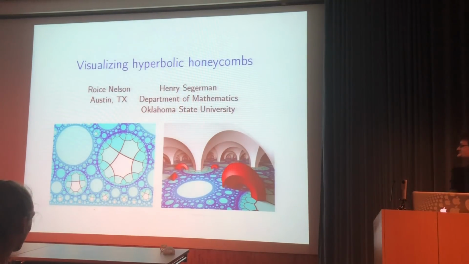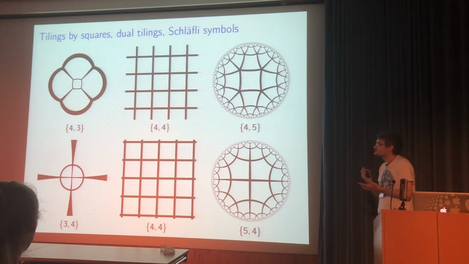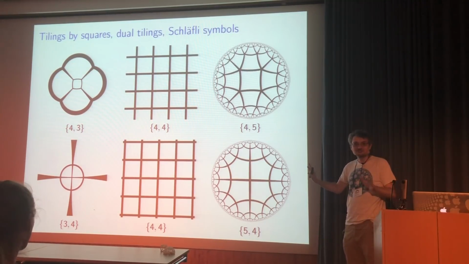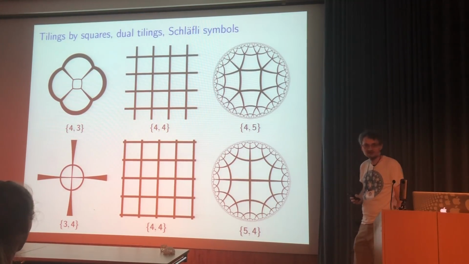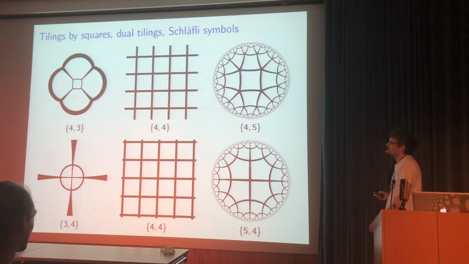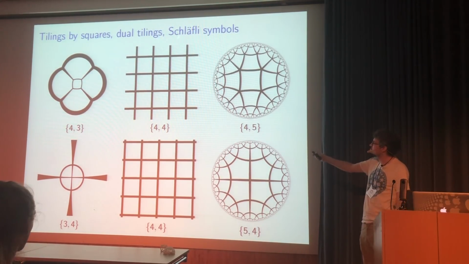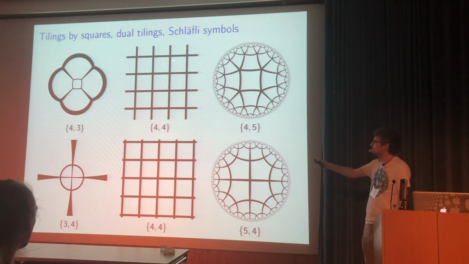So let's get started. First of all, let's start in 2 dimensions, because we're going to be going very soon to 3 dimensions with some very nice tilings. So let's start with this one here, the tiling of the plane by squares. What I'm really introducing here is these things called Schlafly symbols. So this down here, 4, 4, that's the Schlafly symbol for this tiling.